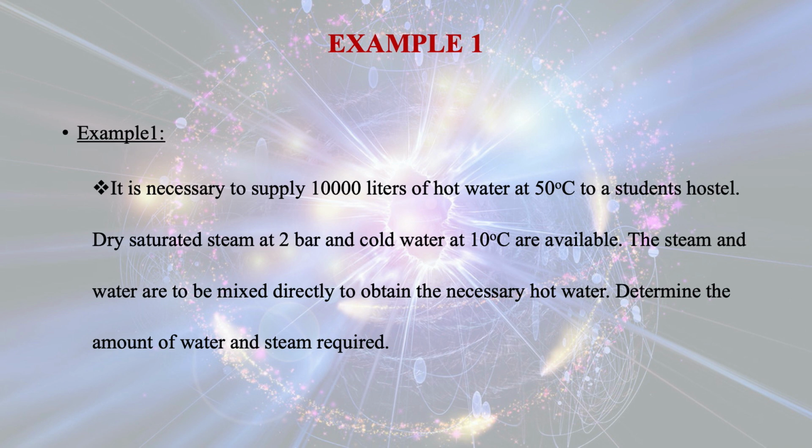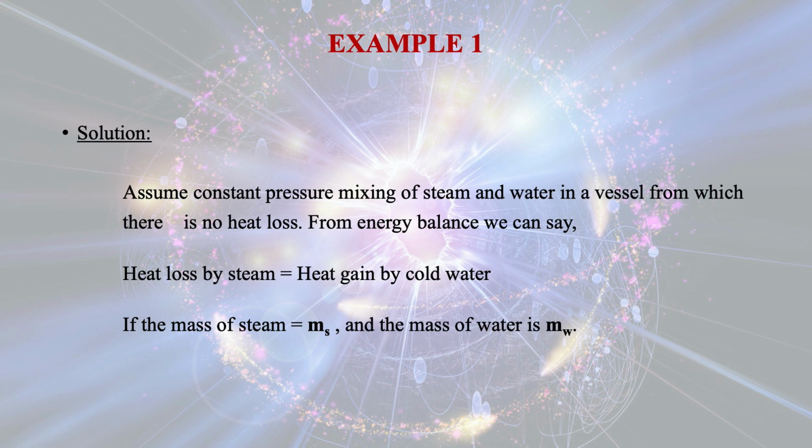Now in this case, what is happening? There is a heat loss by the steam, dry saturated steam, and there will be heat gain by the cold water. So in that process, we can achieve the final temperature as 50 degrees centigrade. Now, how can we solve this problem? Assuming constant pressure mixing of steam and water in a vessel from which there is no heat loss, from energy balance we can say that heat loss by the steam is equal to heat gain by the cold water.